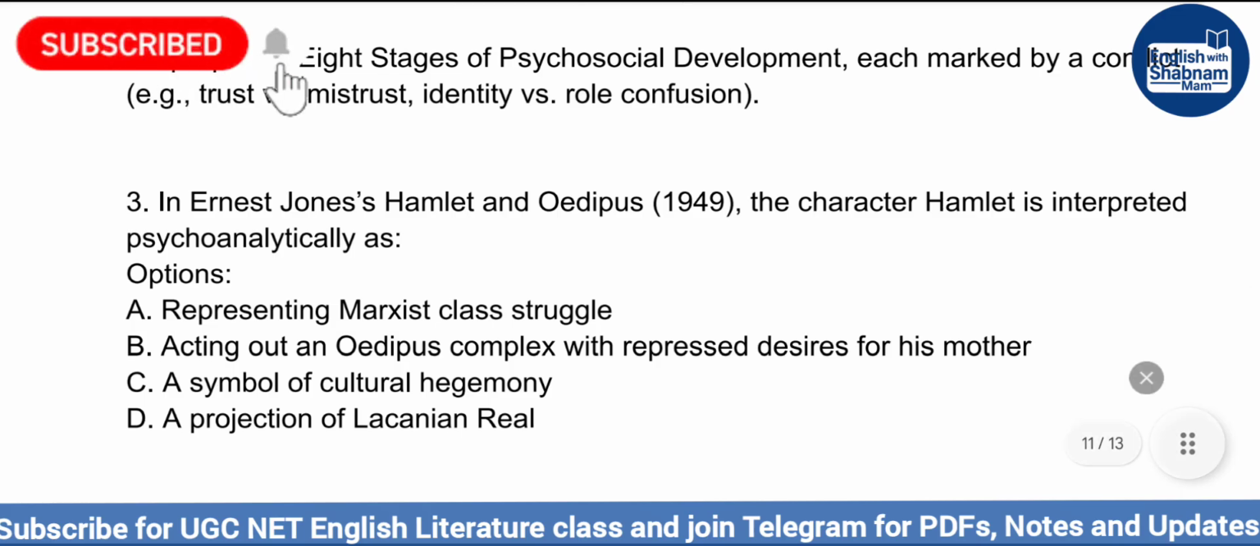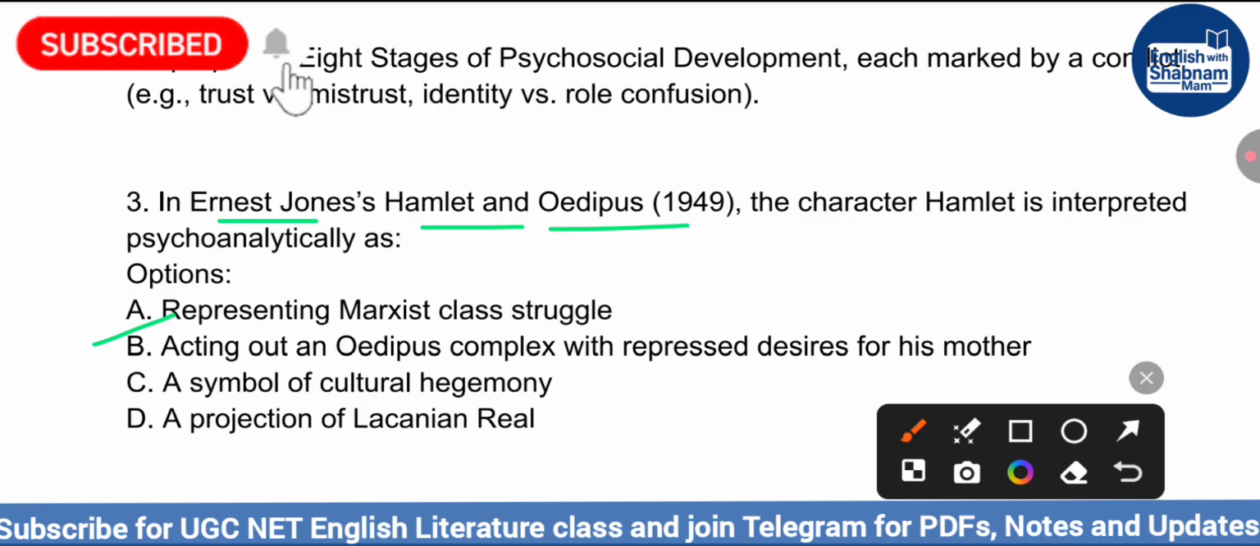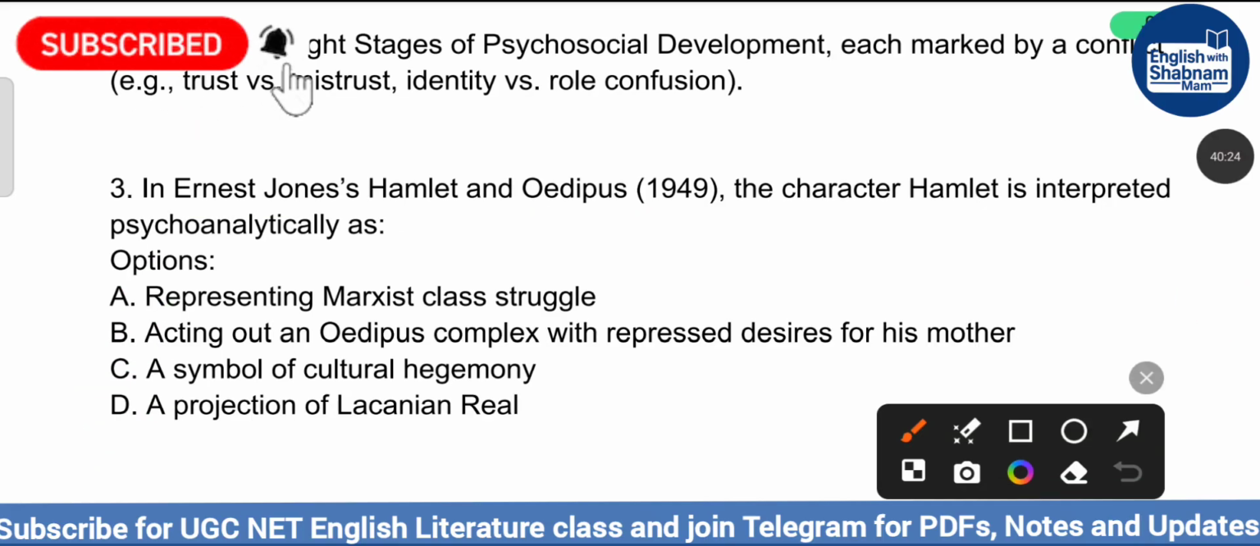Then another question we have: in Ernest Jones' Hamlet and Oedipus, 1949, the character Hamlet is interpreted psychoanalytically as option A, representing Marxist class struggle; B, acting out an Oedipus complex with repressed desire for his mother; C, a symbol of cultural hegemony; or D, a projection of the Lacanian real? Correct answer. In Ernest Jones' Hamlet and Oedipus, the work is from 1949. The character Hamlet is interpreted psychoanalytically. Which of these options will fit the answer? The correct answer of this question would be option B, acting out an Oedipus complex with repressed desire.